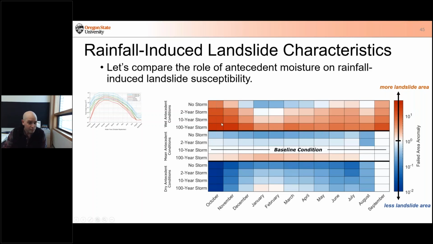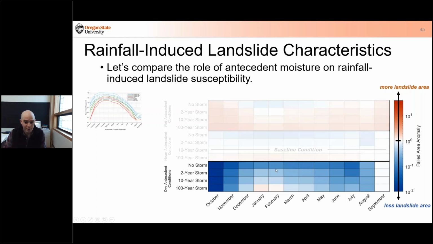If it's red, there's more failure in terms of landslide area than the baseline condition. If it's blue, there's less. So as we see here distinctly, under dry antecedent conditions, most cases provide quite a bit less landsliding than the baseline case, with the exception maybe being a 100-year storm in January or February.